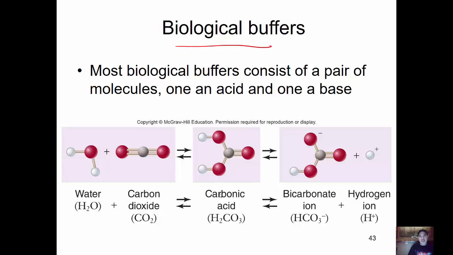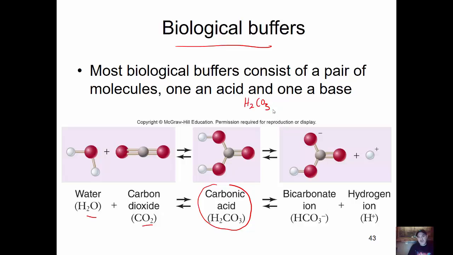A good example of a biological buffer that we have in our blood, for example, is the carbonic acid bicarbonate buffering system. The way we get carbonic acid in our system is when carbon dioxide dissolves in your blood plasma, it's going to react with the water, and it produces this carbonic acid. So H2O plus carbon dioxide here produces this H2CO3. There's your carbonic acid. It's a relatively weak acid. I'm going to draw up here the H2CO3.